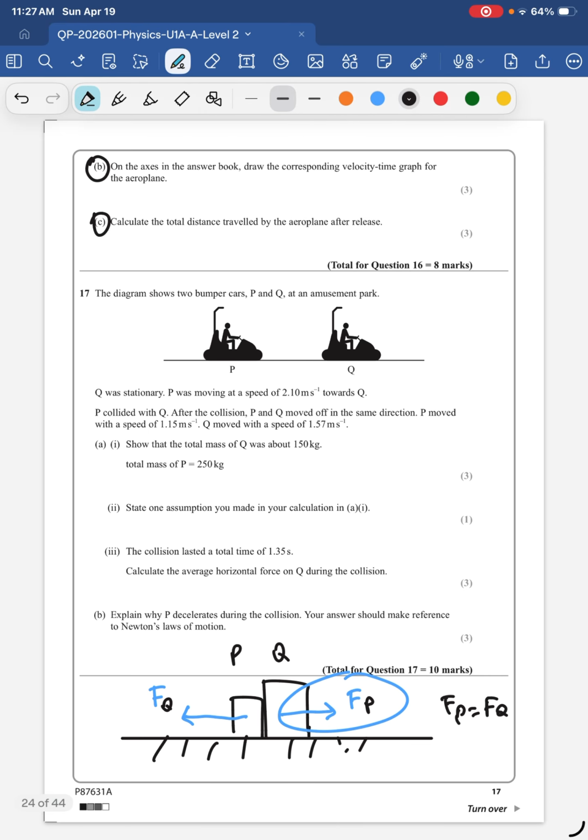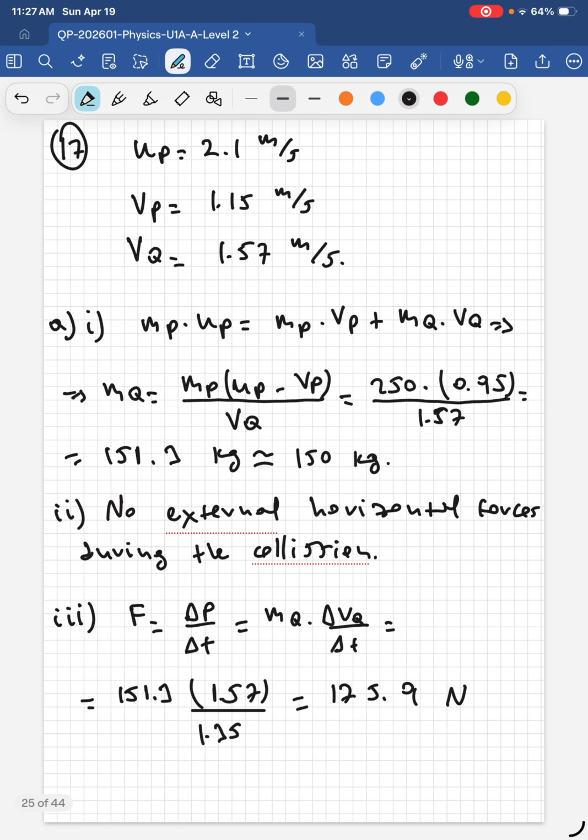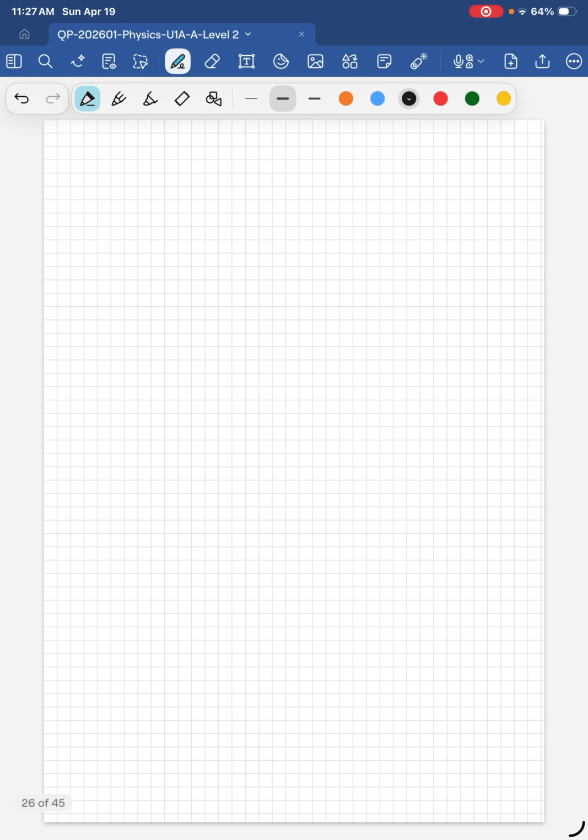And we are still left with part B. Explain why P decelerates during the collision. Your answer should make reference to Newton's laws of motion. Okay, we need another clean page. So this is part B.